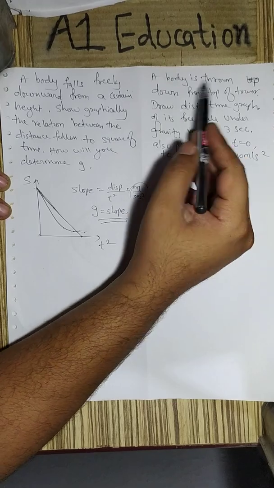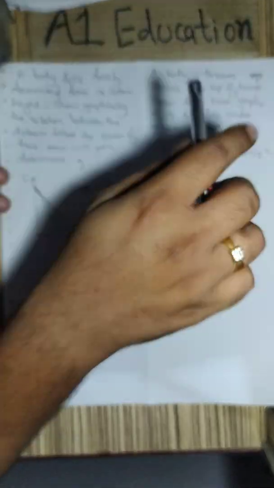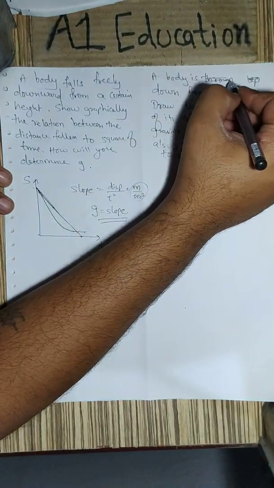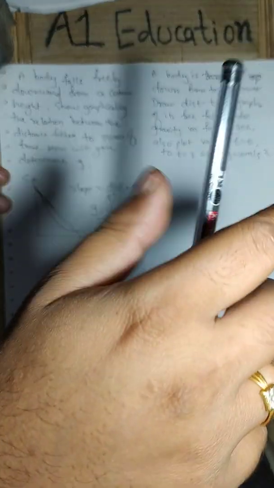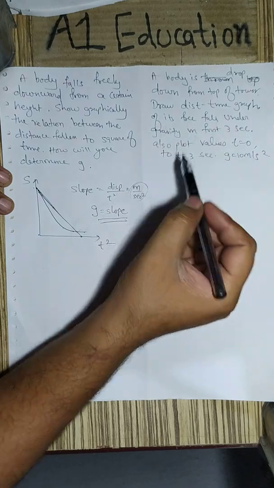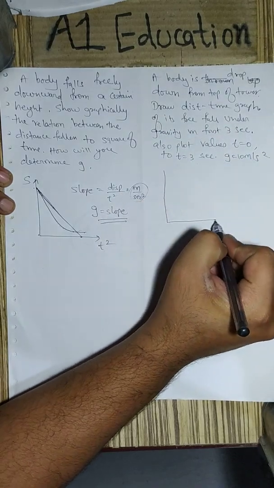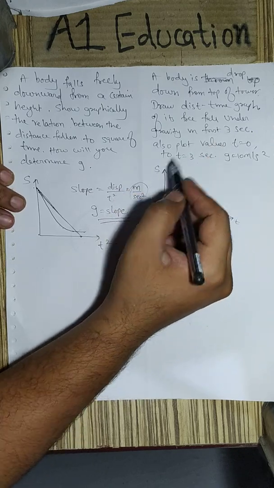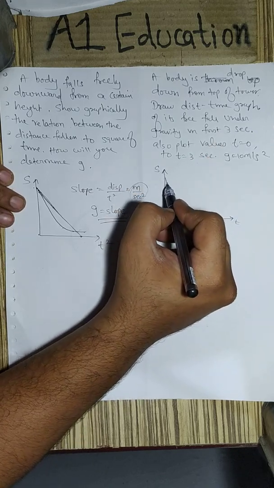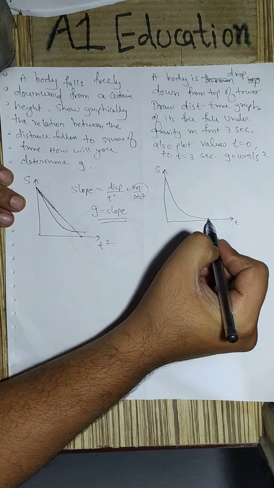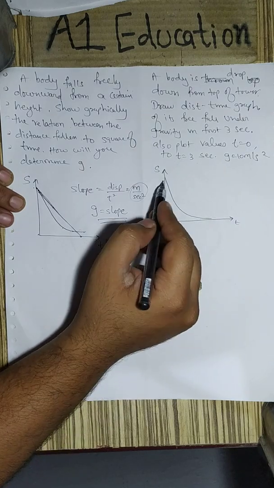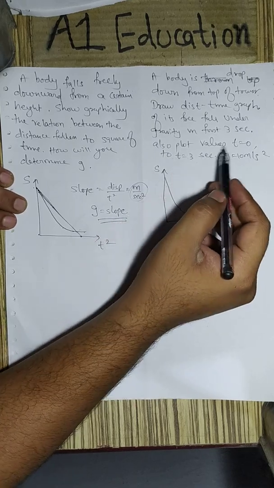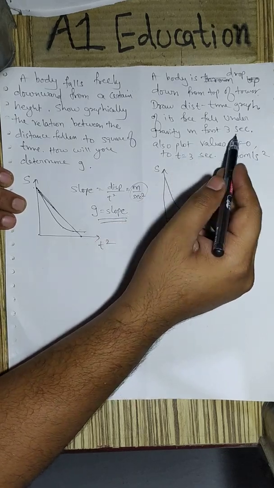One more question. We have a body thrown down from the tower. It is not thrown, we should say dropped. It is just dropped from the top of the tower. Draw the distance-time graph, how its distance will change. Considering air resistance, its graph will be a curve, and if you don't consider air resistance, the graph will be a straight line. We also have to calculate the values for 3 seconds.